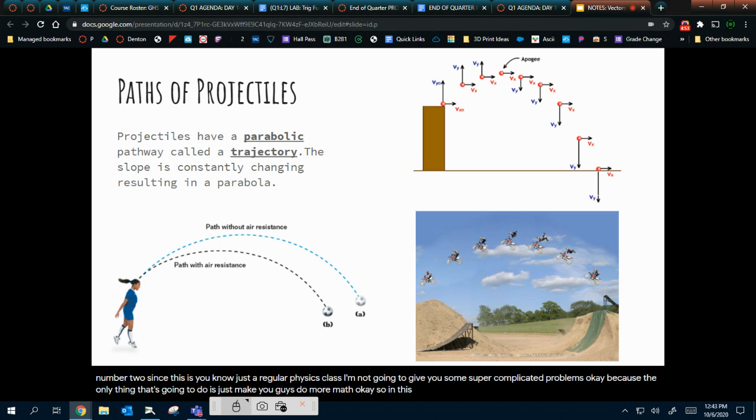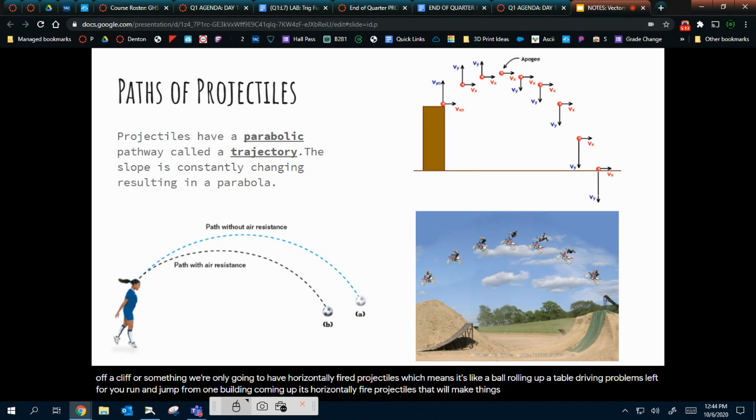So in this class, instead of firing projectiles up in the air or shooting them off a cliff, we're only going to have horizontally fired projectiles, which means it's like a ball rolling off a table. You drive your car off a cliff, or you run and jump from one building to another. It's horizontally fired projectiles.